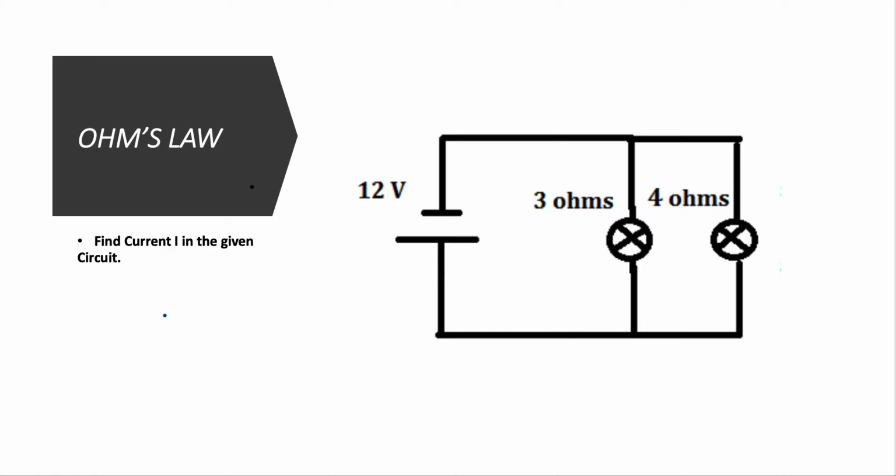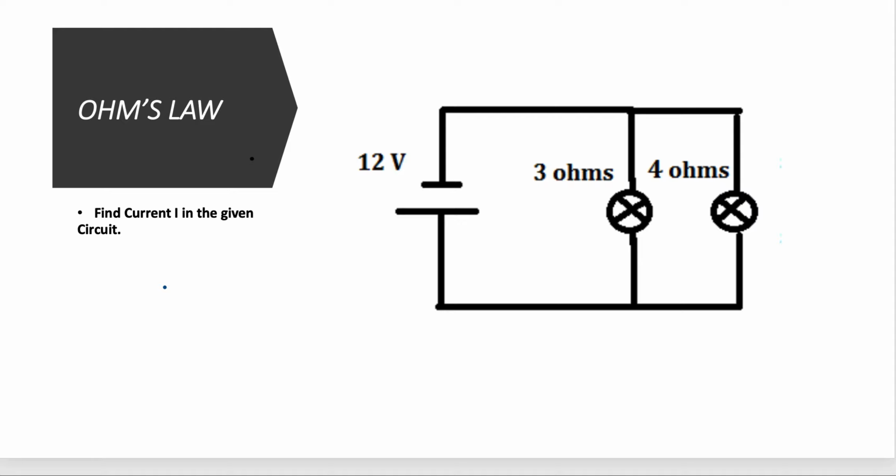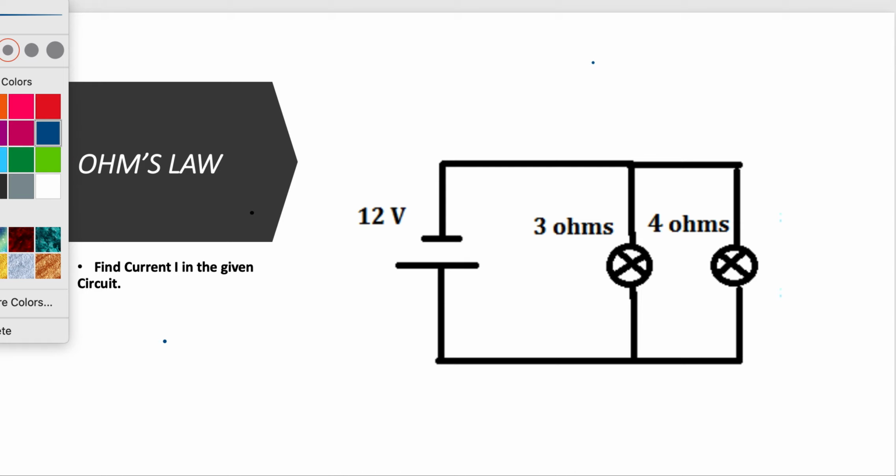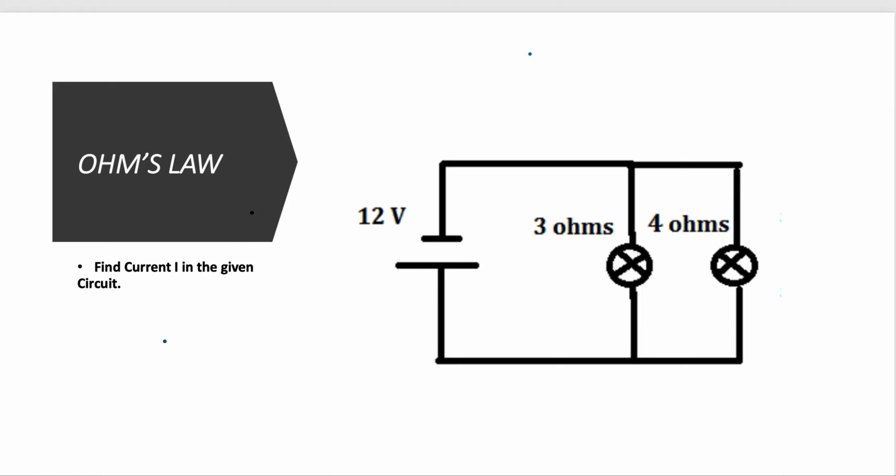So, according to Ohm's law, we already know the formula. Let me take one pen. We already know the formula: V, the voltage, is going to be the product of the current, electric current, times resistance. But now it says find the current, I, in the given circuit.